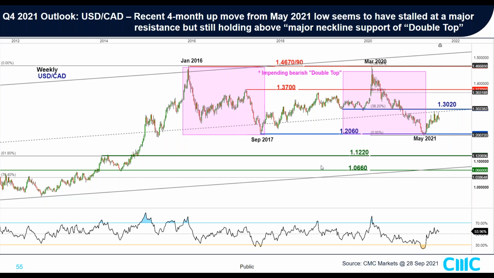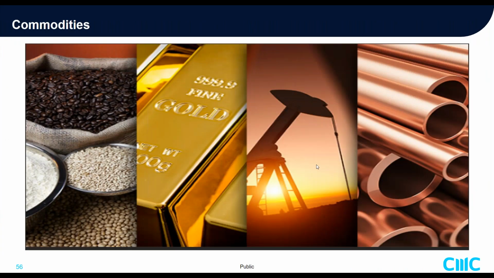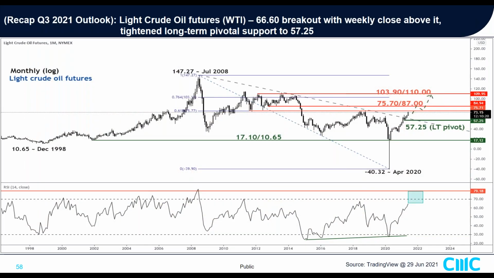Okay, so now next, how about the commodities? If you look at the commodity prices right now, like crude oil futures, previously there was a breakout of 66, so we are actually looking for a push up towards 70 and 87, this zone here, 75, 70 and 87 level.